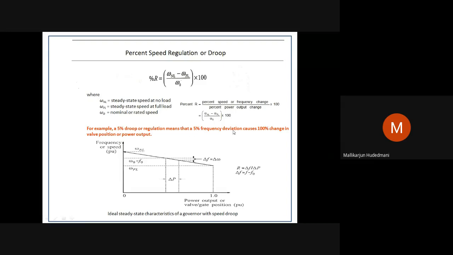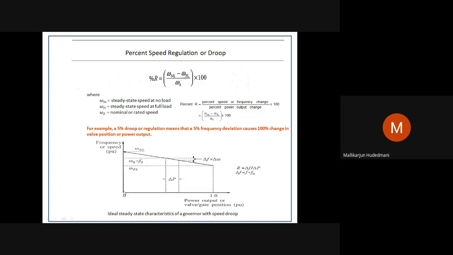That hertz or PU variation, if it is noticed, what will the valve do? It opens 100%. That is the control possible. When I use this in the numerical, you will be able to understand its impact more clearly. But initially, let us say the basic definition of regulation means it is just the deviation of RPM from no load to full load to the base RPM.